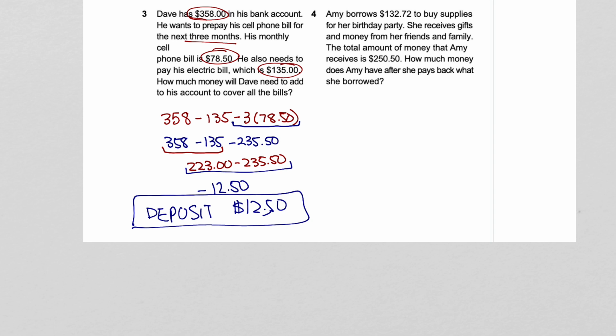Okay. Our next one is talking about somebody named Amy. Amy borrows $132.72 to buy supplies for her birthday party, and she receives gifts and money from her friends and family. The total amount of money that she receives is $250.50. How much money does she have after she pays back what she borrows? Who can set up this expression for me?